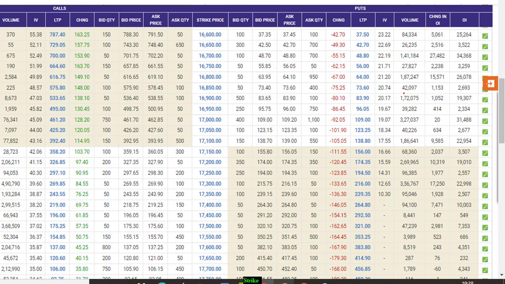We are expecting the budget on the 1st of February, so definitely you will see IV is on the higher side. If you look at the IVs, it is 43, 42, 44, which is higher basically. Because of that, if you look at the at-the-money price, 17,100 is quoting somewhere close to 392.